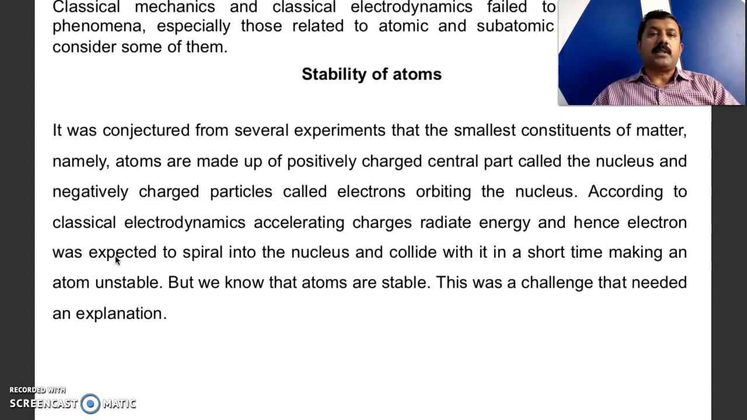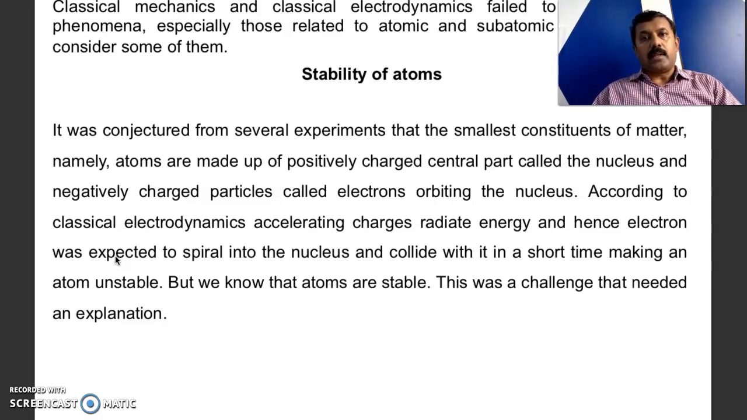So we'll start with the basic drawbacks in classical mechanics. We'll take up the stability of atoms. As you all know, atoms consist of a central part, which is positively charged in nature, called the nucleus, around which electrons will be revolving.